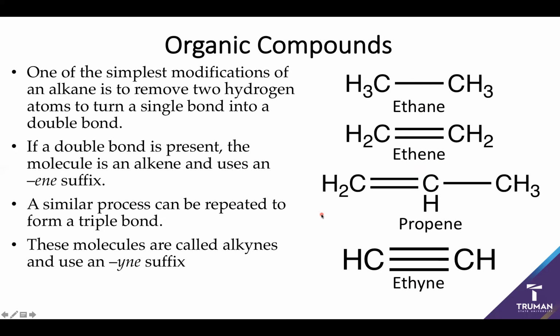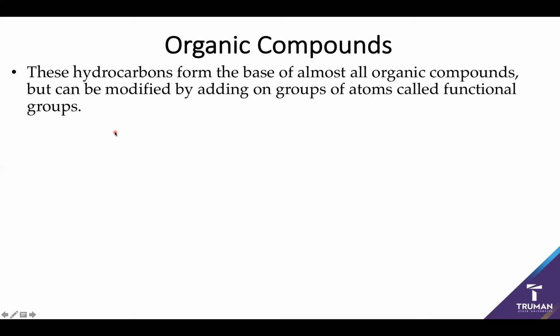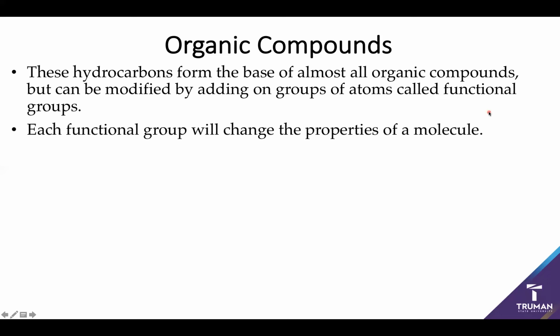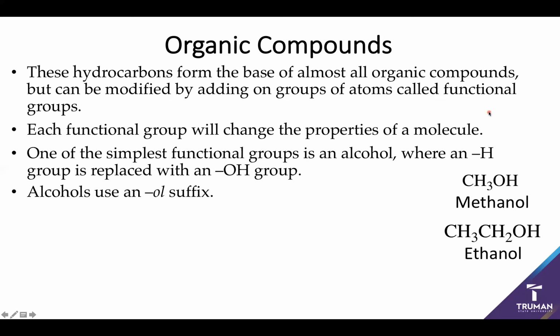Now, while hydrocarbons essentially form a good base for organic molecules, you can put a whole bunch of other different groups attached to these carbons to produce a wide array of chemistry. And as I put on these groups, we call them functional groups. And as I change the functional group, I tend to change the properties of the molecule. One of the simplest functional groups, and one that you're probably well aware of, is alcohols. The idea of an alcohol is I replace one of those hydrogens with an OH group. So I have an O attached to an H.